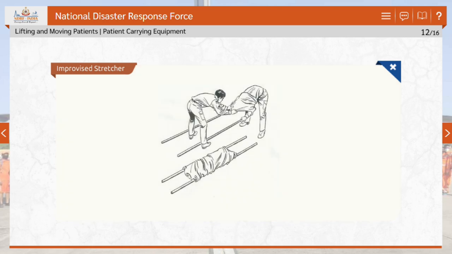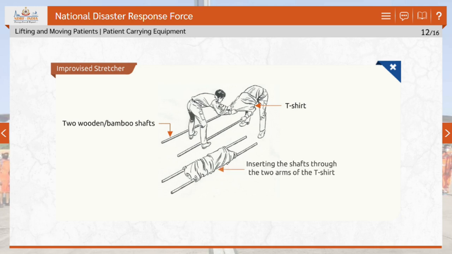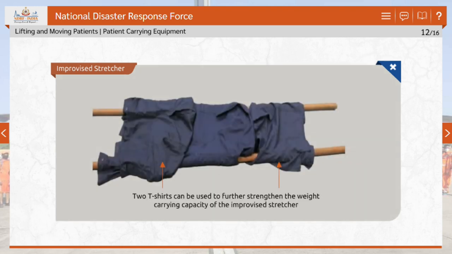Improvised stretcher can also be made out of 2 wooden bamboo shafts and T-shirt just by inserting the shafts through the 2 arms of the T-shirt as explained in the diagram. 2 T-shirts can be used to further strengthen the weight-carrying capacity of the improvised stretcher.